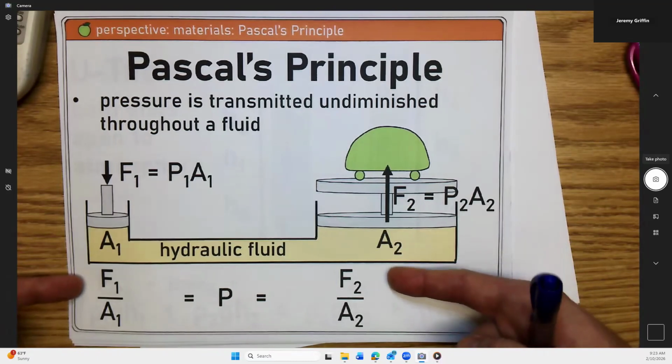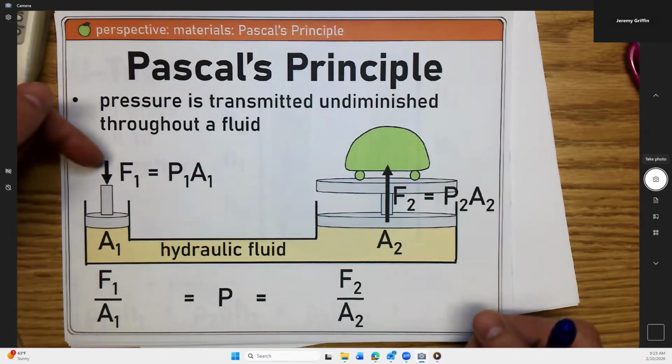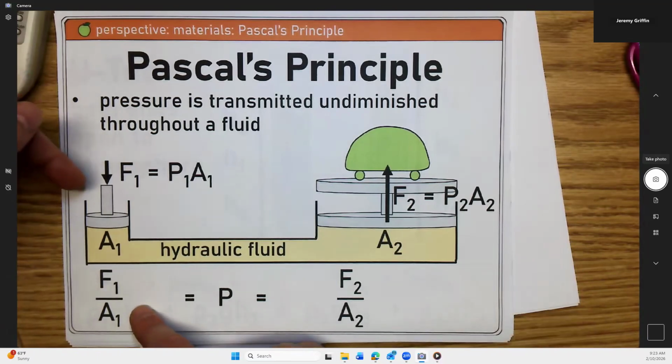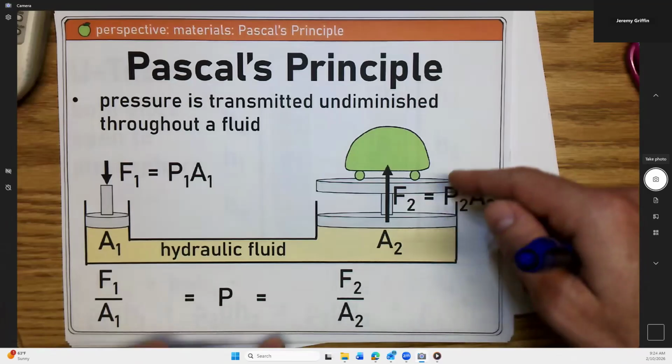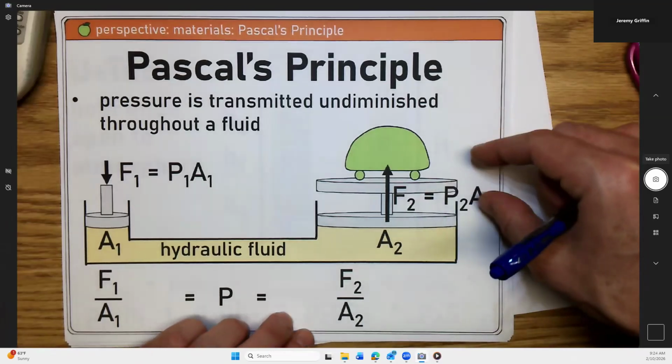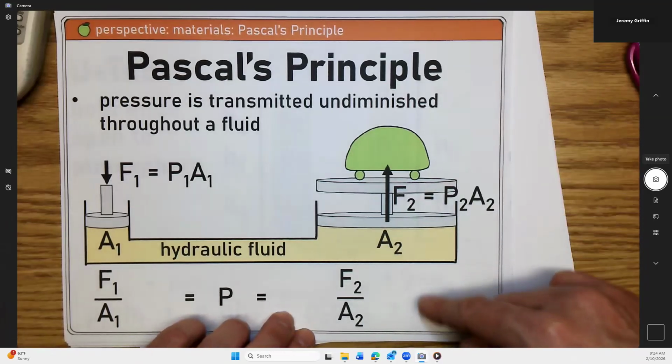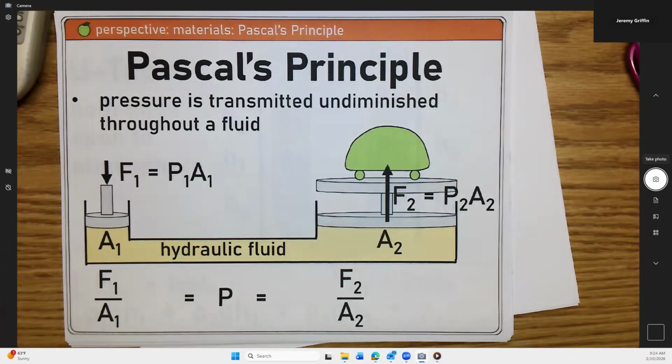Different forces. Yeah. So maybe with a small input force on the small area piston, you can get some pressure that ends up being the same pressure on the other side. And you can lift something very heavy on the other side. So a large force on a large area would be the same ratio. It's called a hydraulic lift.